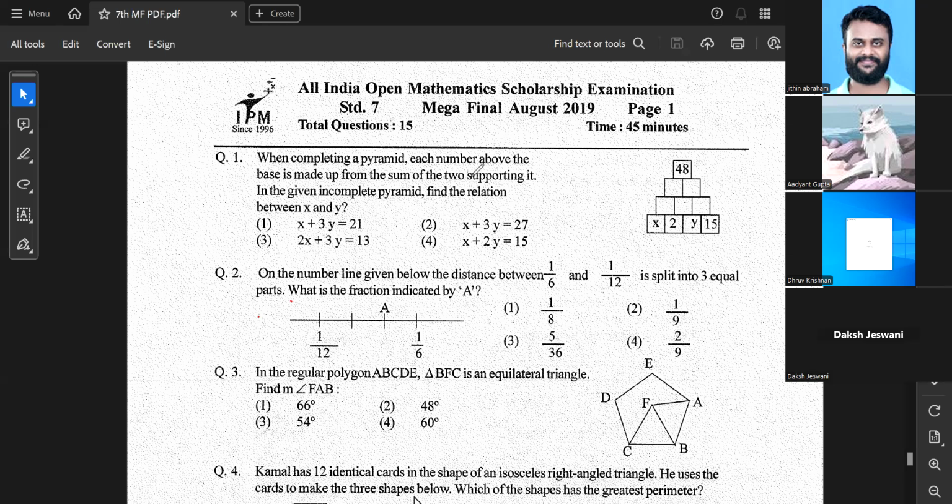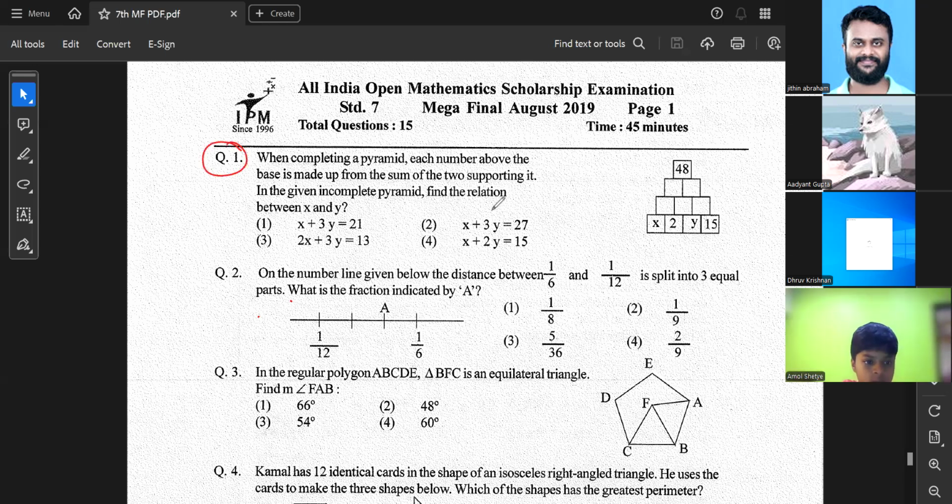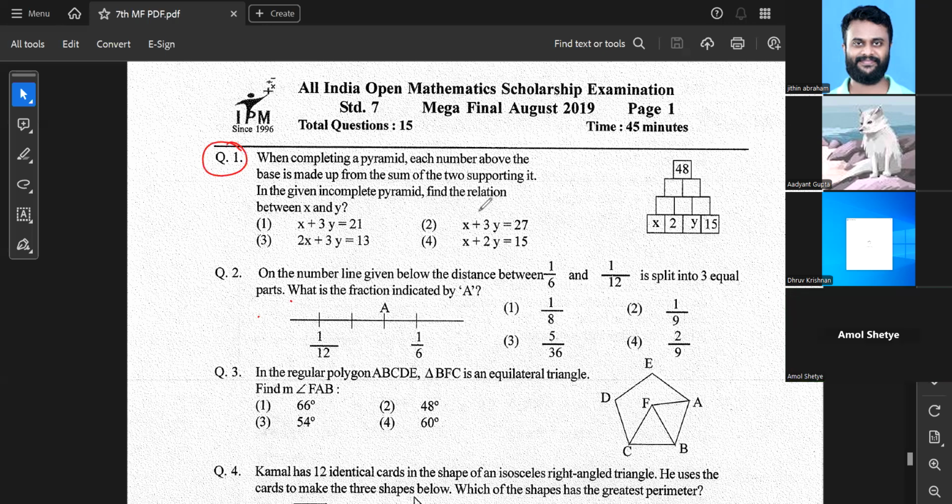First question. When completing a pyramid, each number above the base is made up from the sum of the two supporting it. In the given incomplete pyramid, find the relation between x and y. First of all, let's find the numbers. This should be x plus 2, this should be 2 plus y, and this should be y plus 15.